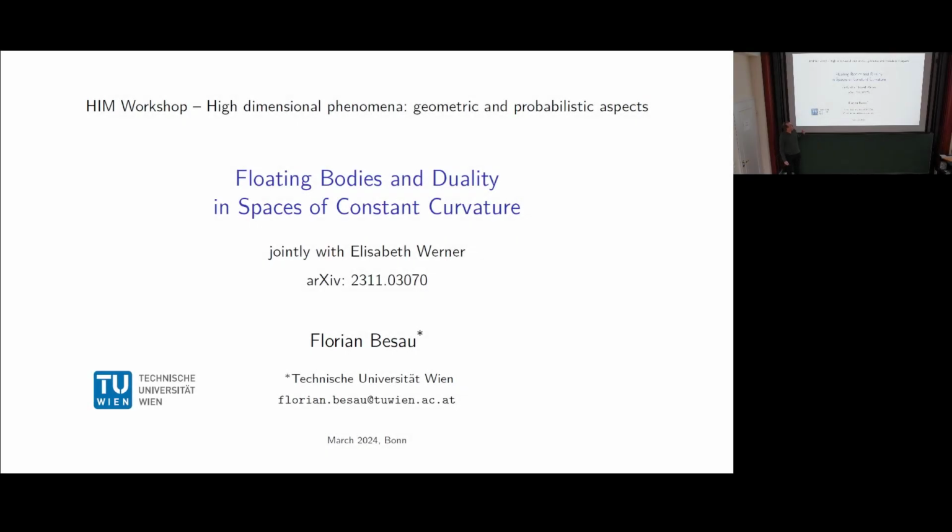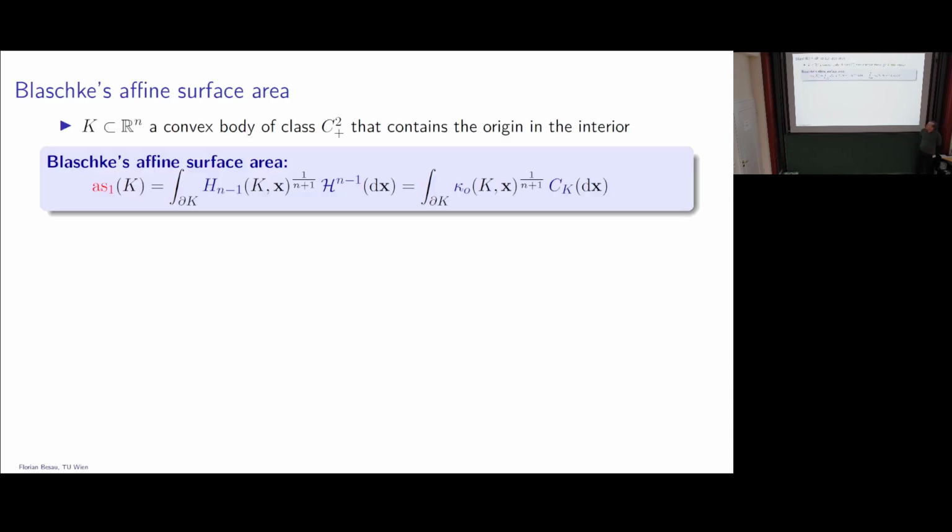So I want to speak about floating bodies and our extension of floating bodies into space curvature. And this recent contribution, which is now on arXiv, jointly with Elisabeth Werner, where we now study floating bodies in combination with duality.